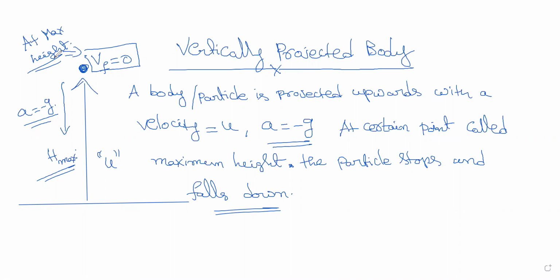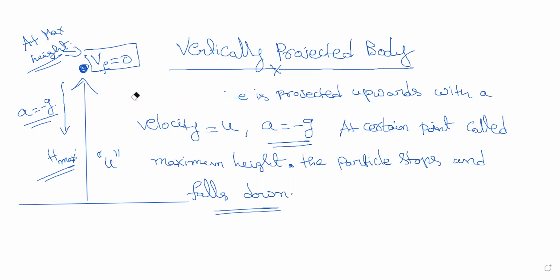Clear, everyone? At maximum height, final velocity is 0. Initial velocity is u. Acceleration is minus g. So we have to write the equations of motion for this. Noted, sir. Very good. Now we'll go ahead.